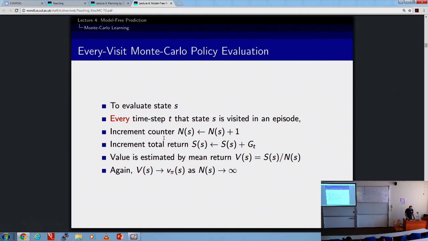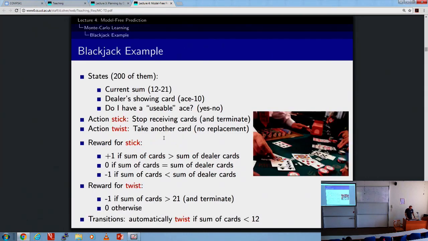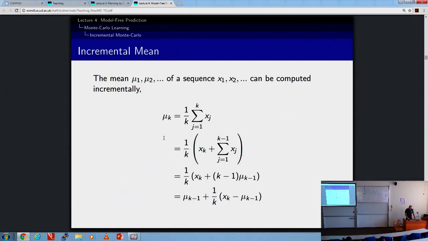And every visit does it for every visit. We can skip the example. The other variation is the mean calculation. It's one thing to wait until the end of 100 games and then calculate all the means, but it's another thing to keep calculating the means incrementally, right? If I keep playing games and I give you 100, then 70, then 80 for that state's return, you can keep a running mean. You can keep updating your mean as more and more numbers come in.